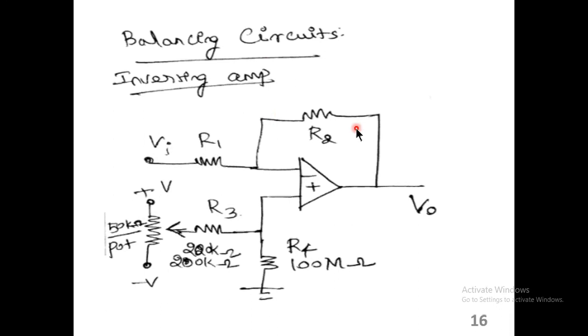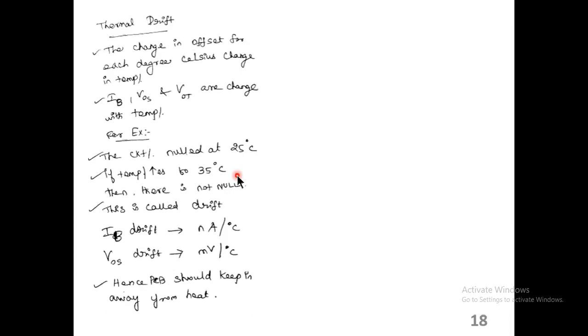Next, the final one is thermal drift. Thermal drift is actually the change in offset for each degree Celsius change in temperature. The IB, VOS and IOS are all dependent on the temperature. Generally, IB drift is in nanoampere per degree Celsius, and VOS drift is in millivolt per degree Celsius.